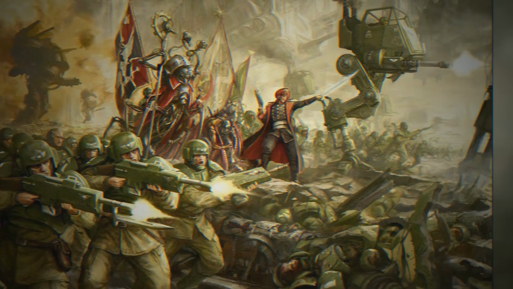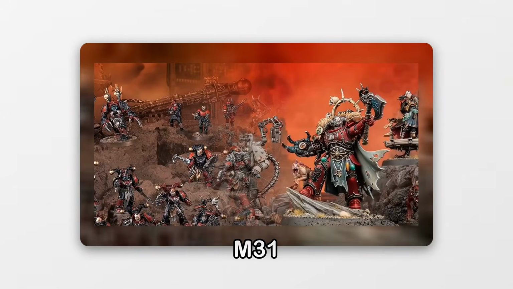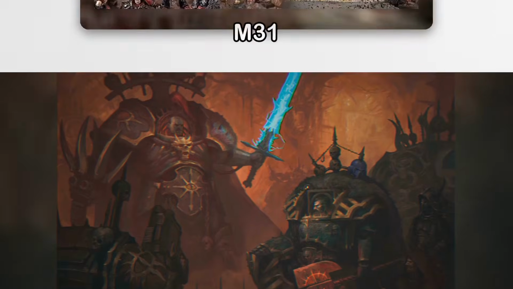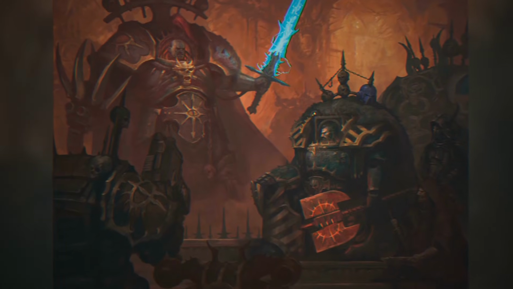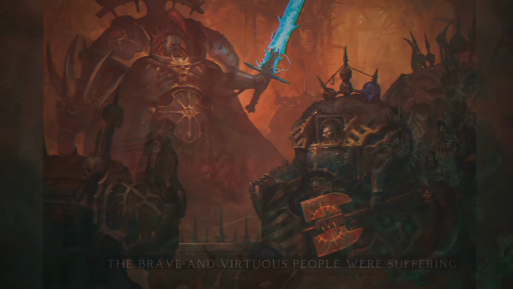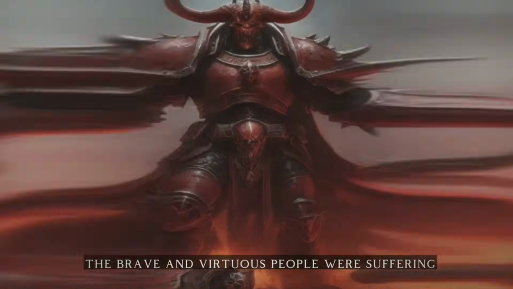And so, in the maelstrom of M31, the galaxy continued its descent into unparalleled civil war. While the Warmaster's forces consolidated their gains, the Loyalist legions grappled with the unfolding tragedy. A pivotal moment, born of desperation and misguided loyalty, would soon accelerate the conflict.